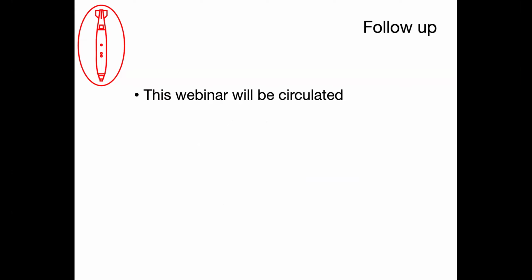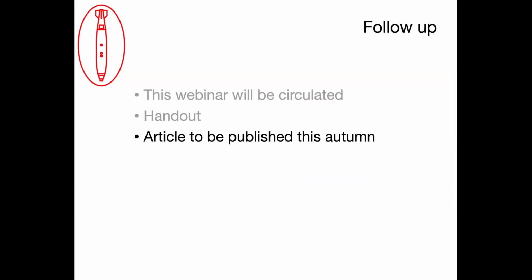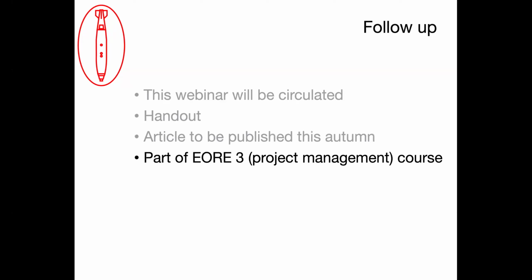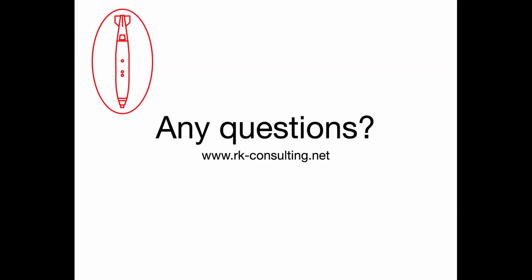As a follow-up, as you've heard from Lubna, this webinar will be circulated. There's a handout. The full article will be published, the source in an alternative source. It's also part of a project management course that I run, I call Risk Education Level 3, which is the project management of community engagement. I've given that course a few times now. If anybody would like me to give that course for them, I'm very happy to discuss it. And I'll finish now, just inside my time, to ask if there's any questions.